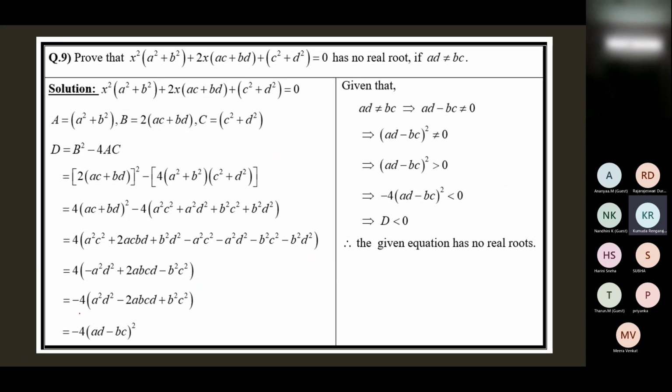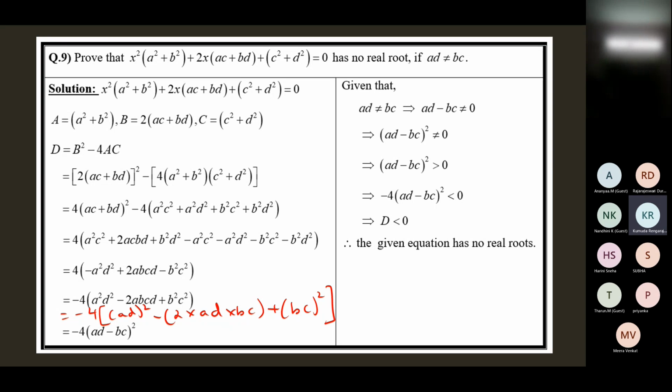How can you write the extra step? See here, minus 4 into (ad) the whole square minus 2 into ad into bc plus (bc) the whole square. You can show that it's of that form: (ad) the whole square minus 2 into ad into bc plus (bc) the whole square. It's clearly of the form x squared minus 2xy plus y squared, which is (x minus y) the whole square, so (ad minus bc) the whole square.